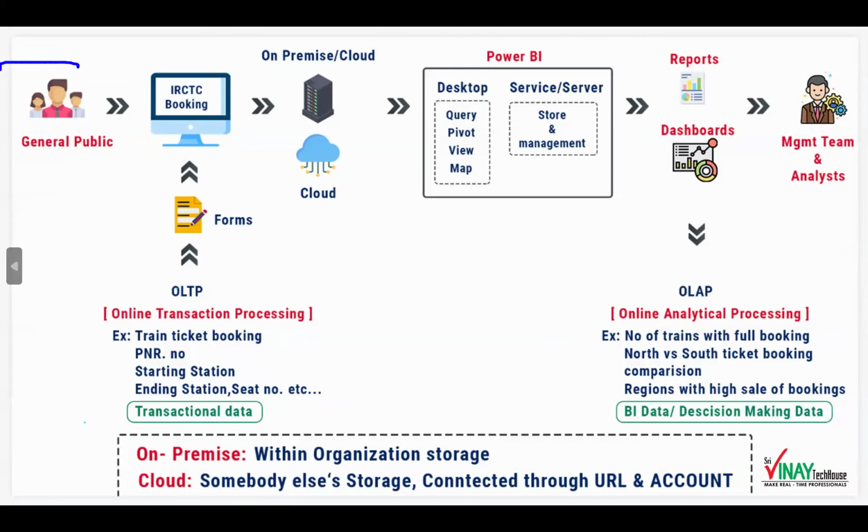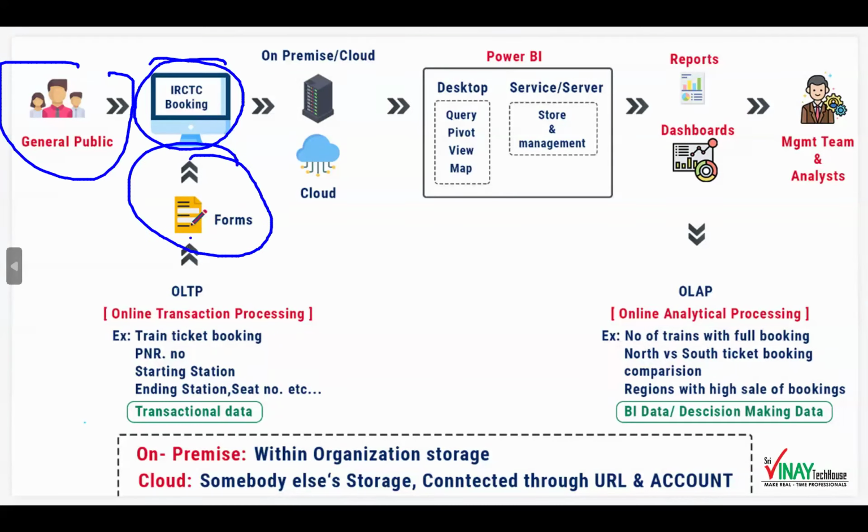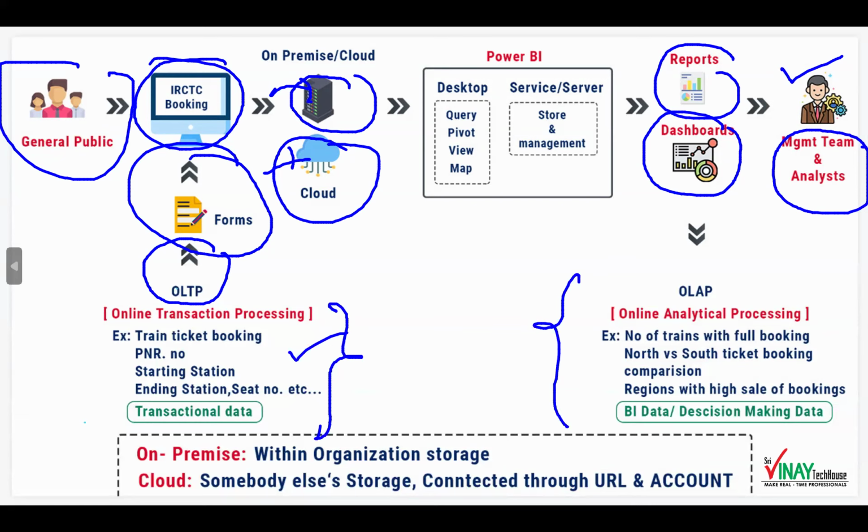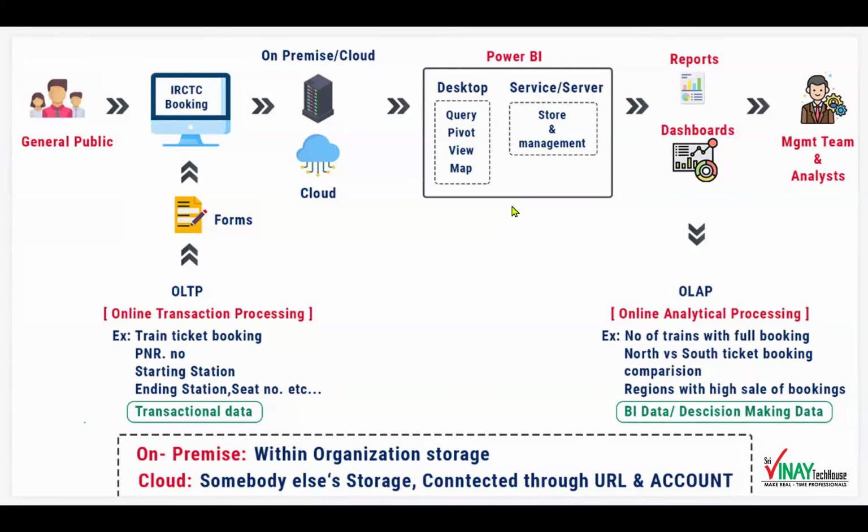See guys, once again, the general public applications use forms, and the data is transactional. Maybe the data is on-premises within the company level or in the cloud, somebody else's storage level. Finally, a report or dashboard is created and the management team uses this as part of analysis. This is the operation we do at the transaction level and this is the operation at the analytical level. And your Power BI is used in this situation to develop the report and deliver it to customers. So this is your role between transactional and analytical.